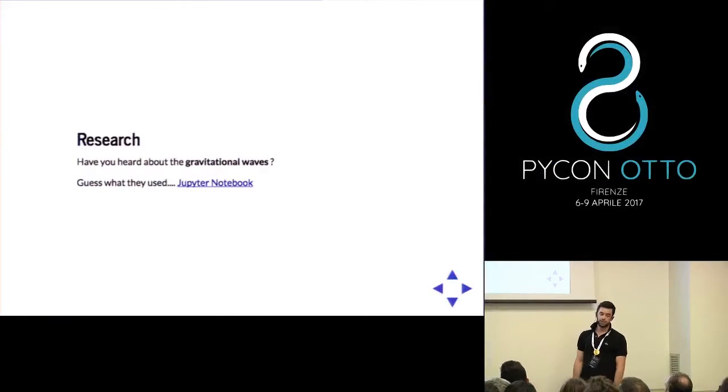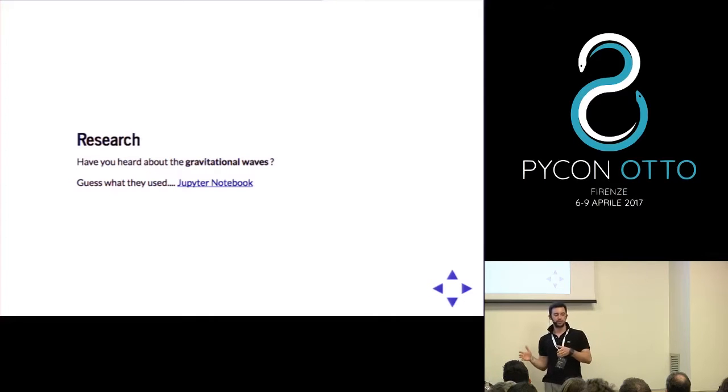What about research? As I said before, it's the way to do data science and research. So for example, they used Jupyter Notebook to analyze all the data for the study about gravitational waves. And you can find the Jupyter Notebook with this link. And using MyBinder, you can run the same notebook online. So yeah, you can discover the gravitational waves on your own if you want.